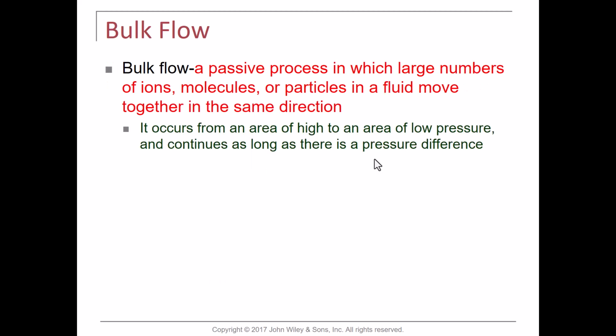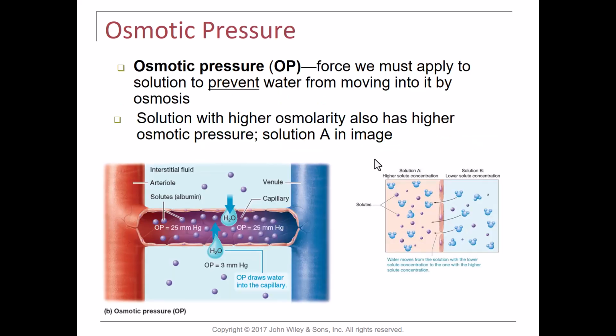And then bulk flow, the definition is a passive process where large numbers of ions, molecules, or particles move together in the same direction. So we're going to see moving in bulk either into a capillary bed or out of it. And it follows diffusion, where it goes from an area of high pressure to an area of low pressure. So keep that in mind as we walk through bulk flow. It's going to go where the pressure is high to where the pressure is low.